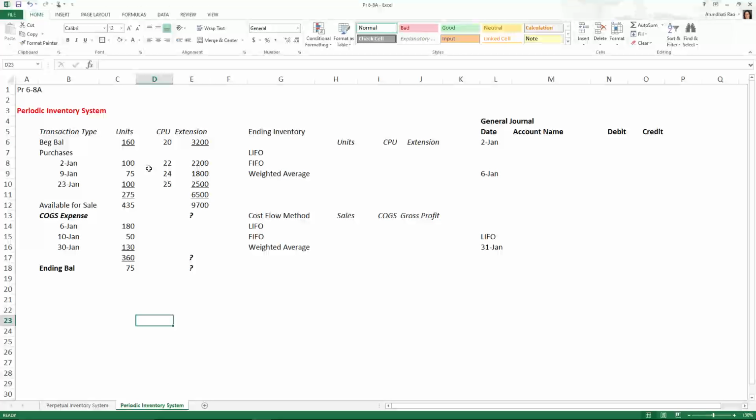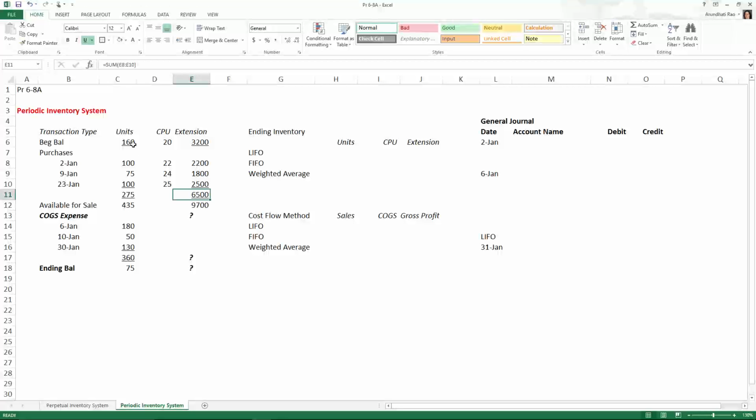So let's bring the information over from the previous problem. We began the month of January with 160 units that came from last period at $20 a piece. The extension is 3,200. We made 3 purchase transactions. A total of 275 units were purchased at a cost of, sorry, $6,500.